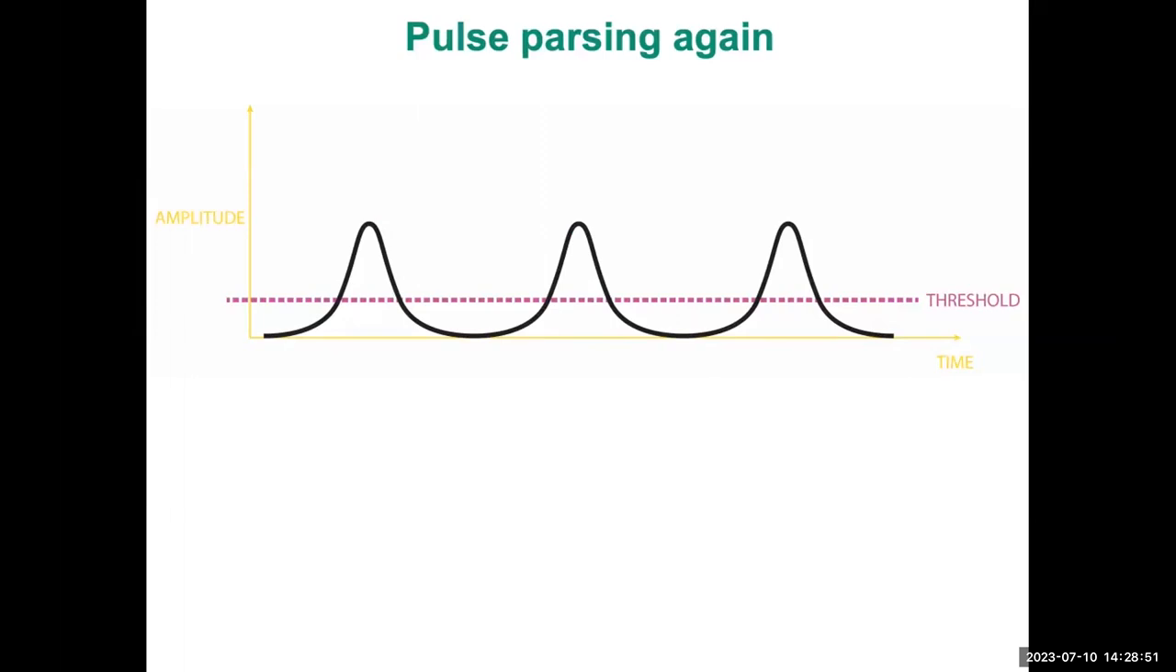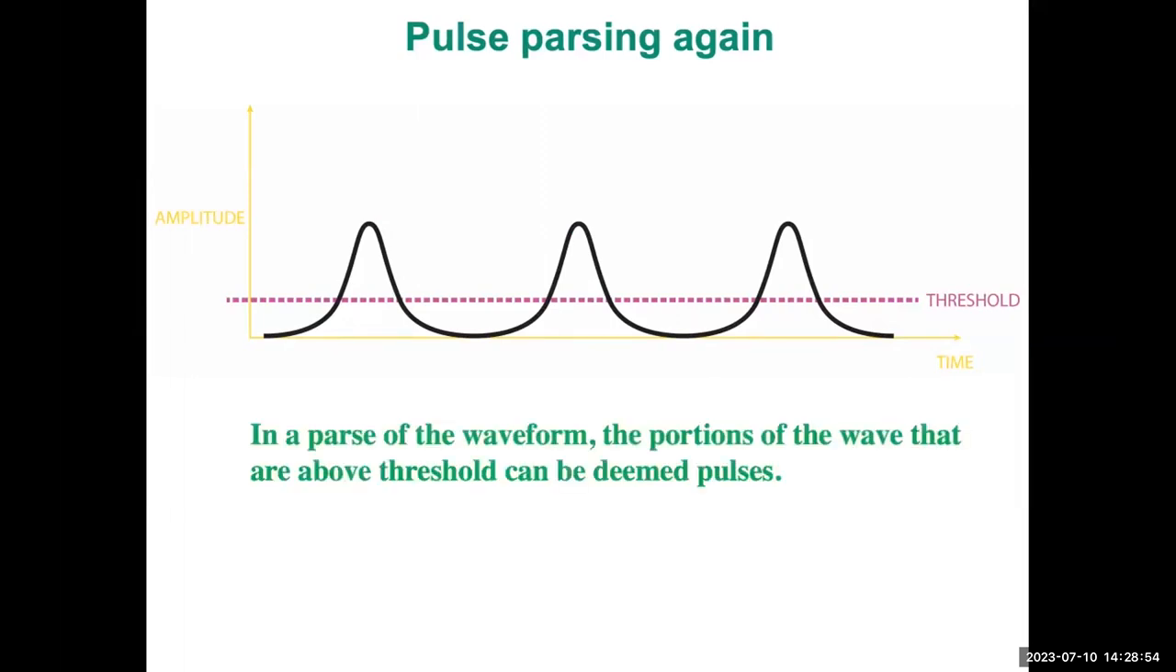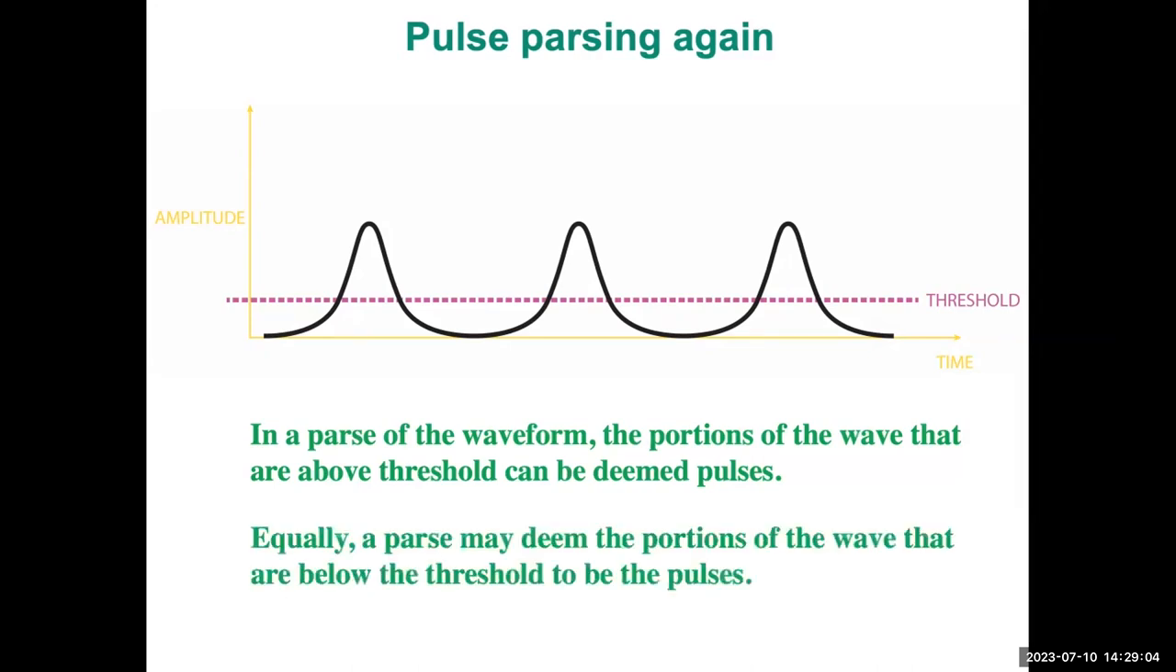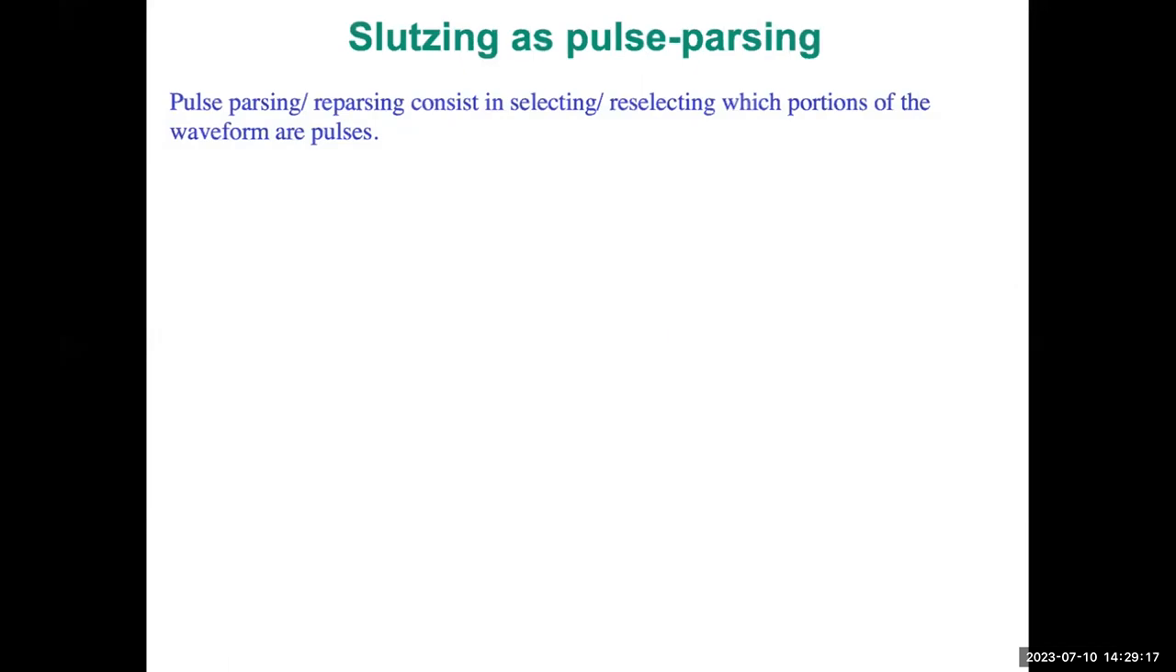Again, take a waveform, take a threshold. In one part of the waveform, the portions of the wave that are above threshold are deemed the pulses. But in a different part of the waveform, the portions of the wave that are below the threshold can be deemed to be the pulses. So you can see slicing shaping up here. This is kind of a definition, I guess, of pulse parsing and reparsing. They consist in selecting and reselecting which portions of the waveform are pulses.